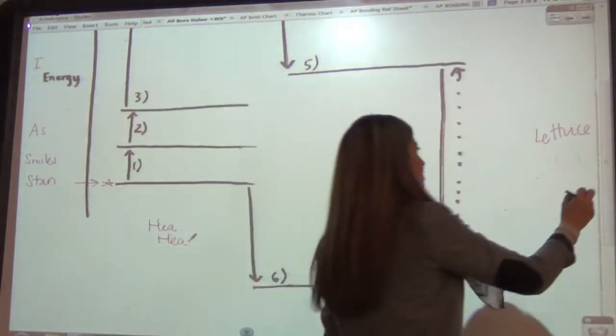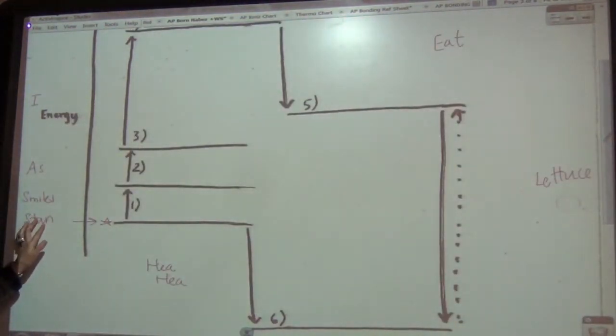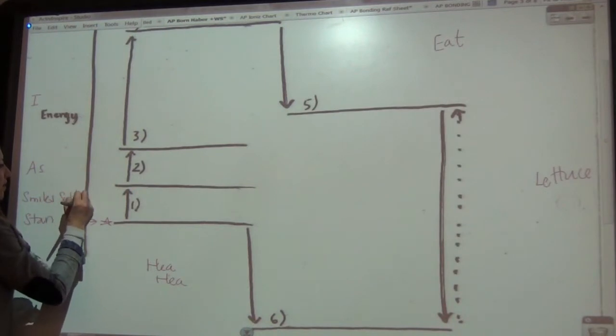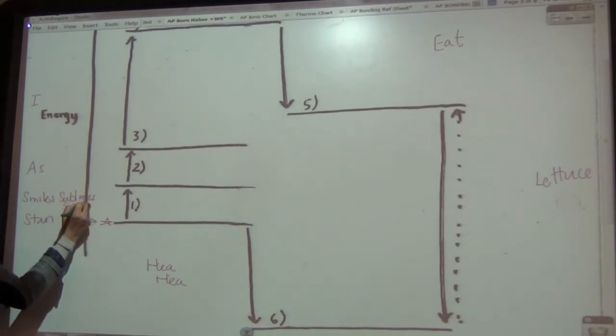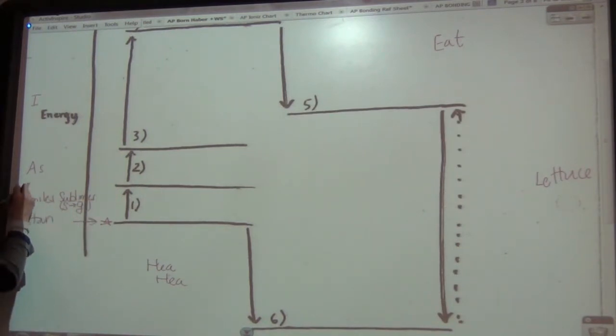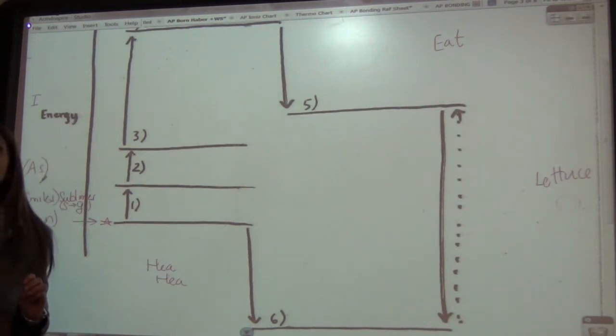What does everything stand for? Okay. Stan means put your elements in their standard states. Smiles is what? Sublimes. This is sublimation, which is changing from a solid to what? A gas. Awesome. Okay, so that's going to be sublimes. Stan smiles as. What happens there?